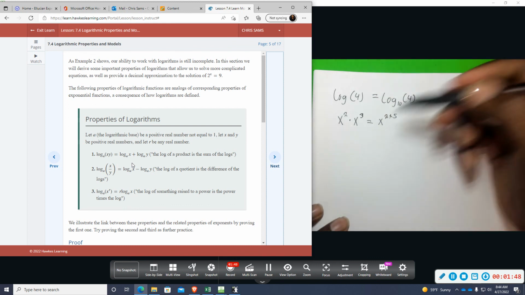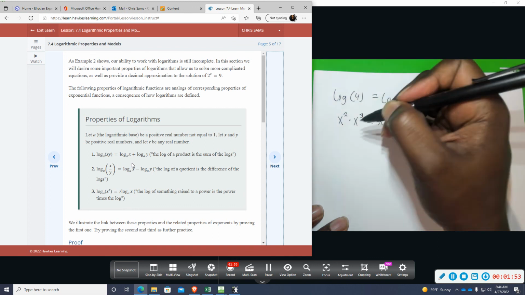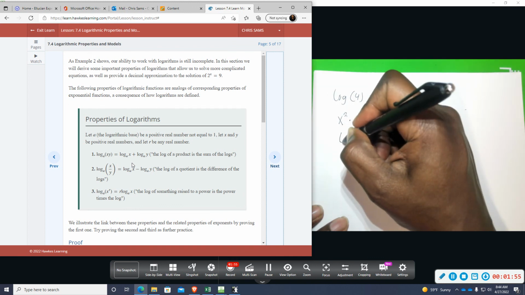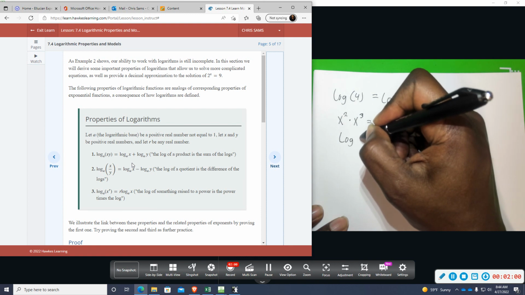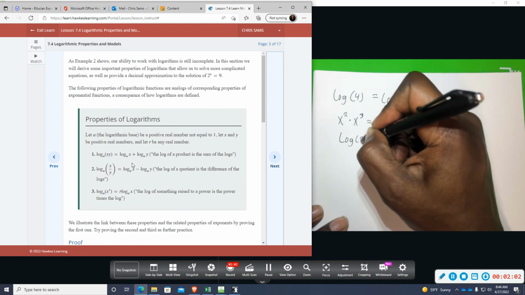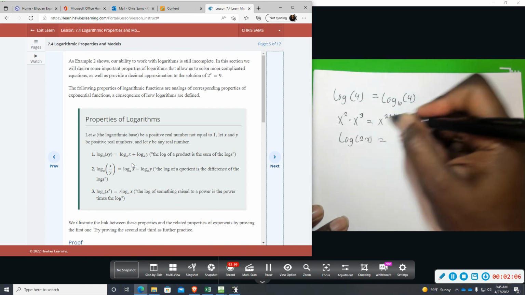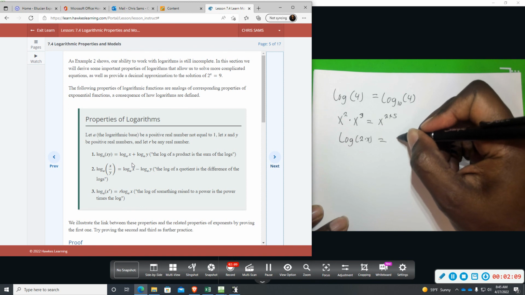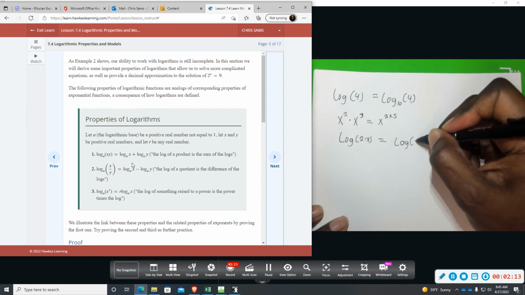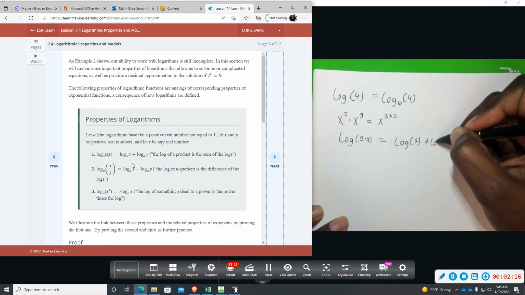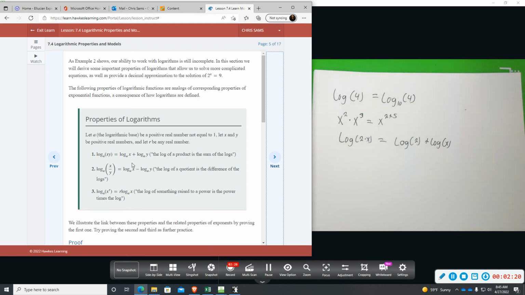Well, that same property is very similar, except it goes the other way. So if you have, well, it's actually the same. If you have log, let's say, of 2 times x, for example, you can rewrite that multiplication as addition. So it's almost the same as the exponential property. You can write it as log of 2 plus log of x. All right. So that's what this first property is saying.